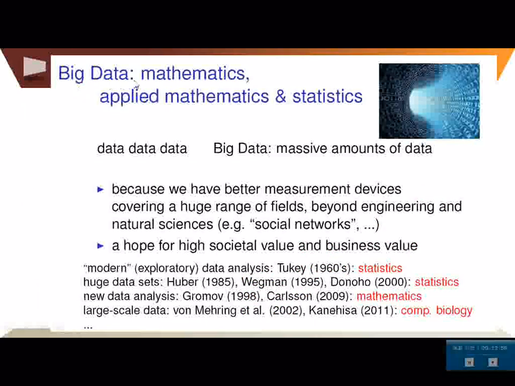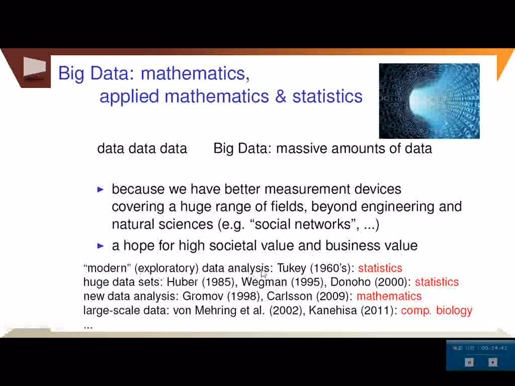Big data is based on mathematics, applied mathematics and statistics. The analysis of big data is based on this. Big data means a massive amount of data, usually called big data if the size of the data is very big, like a terabyte or more. We have better measurement devices covering a huge range of fields beyond engineering and the natural sciences, with hope for high societal and business value.